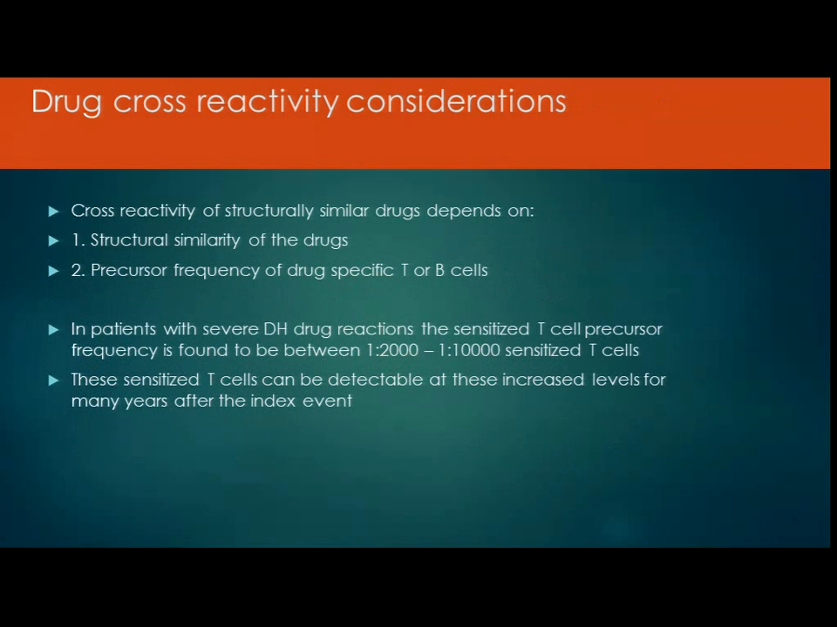So then if you look at cross reactions, this is another question, is this why these people are reacting to multiple drugs? Could it be just a cross reaction from a previous drug? So there's two things that go into cross reactivity. One is the structural similarity, and the other is the precursor frequency of these specific T or B cells. So in patients, again, with these severe drug hypersensitivity reactions, you can actually pull out of their blood T cells that are reactive to that drug immediately, and they don't go through any other system. And they can be detectable literally for years after the index event at 1 in 2,000 to 1 in 10,000 T cells.